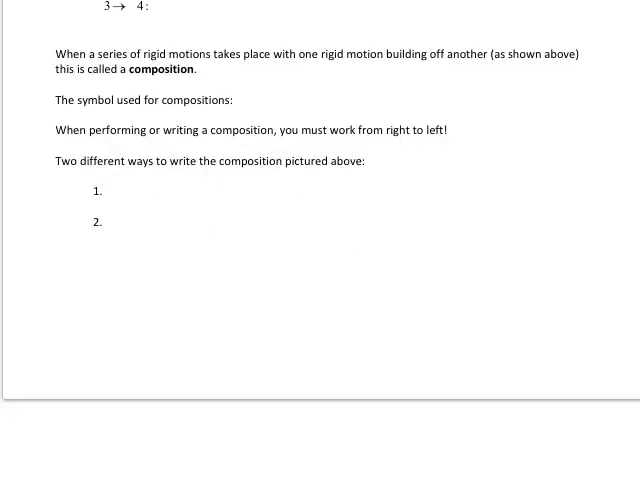So when a series of rigid motions takes place with one rigid motion building off another, like we just did, we did the rotation, the reflection, and the translation, this is called a composition or a composite. The symbol used to represent a composition, which is a combination of rigid motions, we either use a little open circle or we use parentheses. And I'm going to show you that notation both ways.